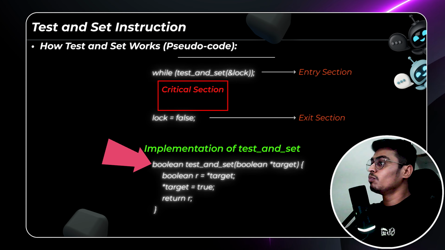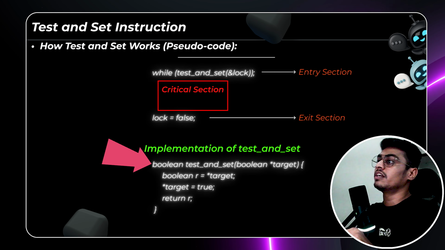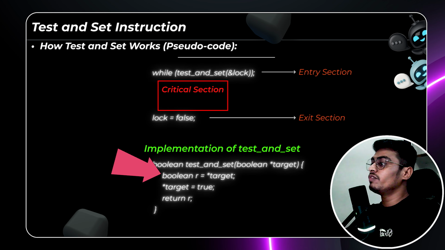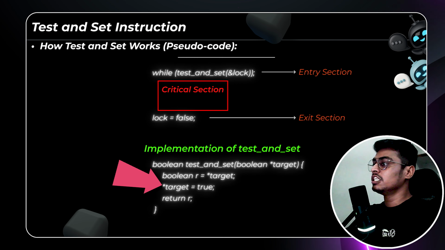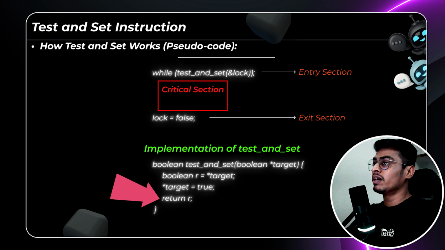boolean test_and_set(boolean *target). What is this? This is a pointer target. Now in this code we have written that boolean r = *target and *target = true. Now return r in this function, using these pointers.